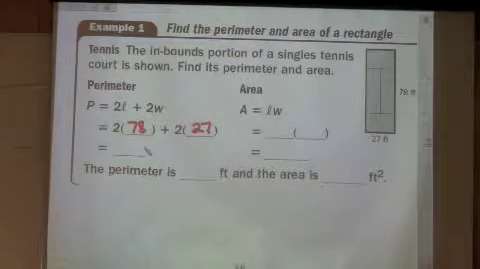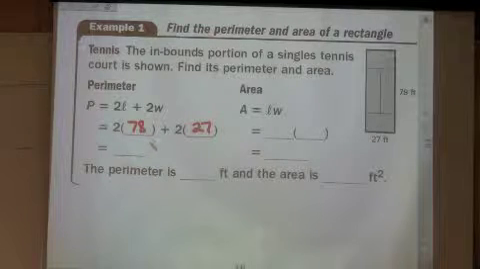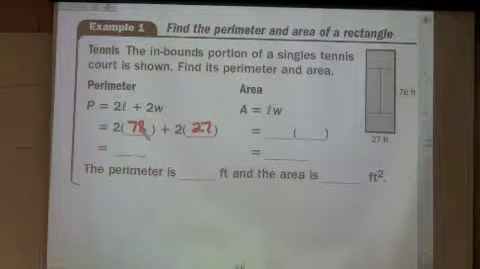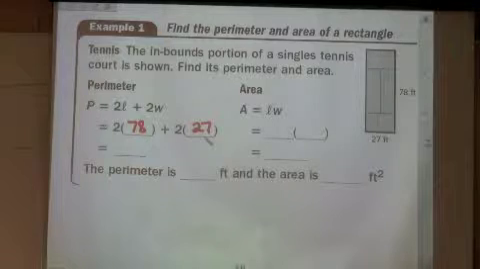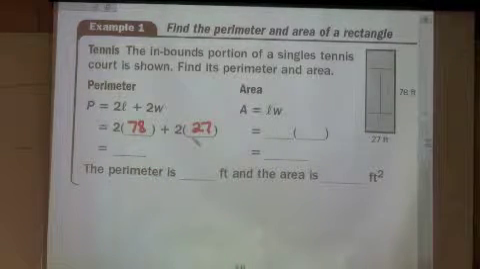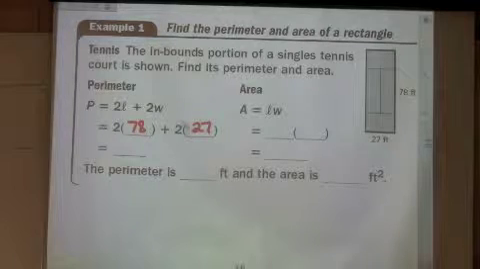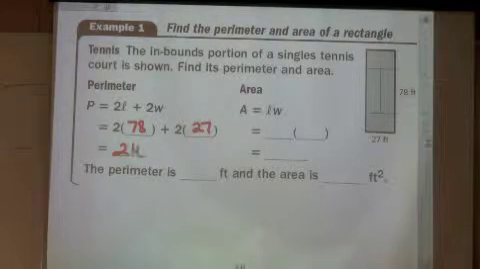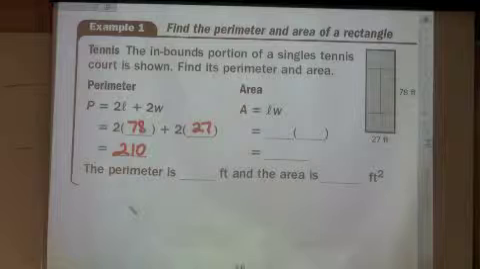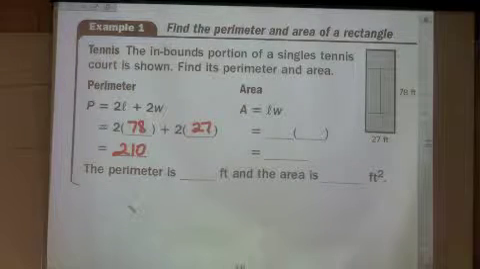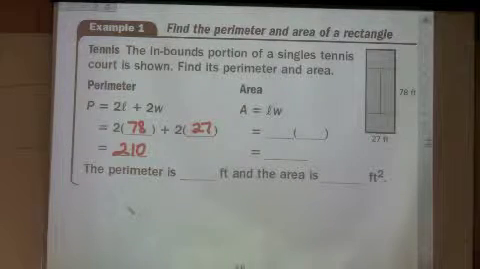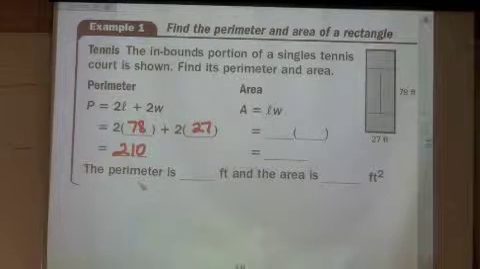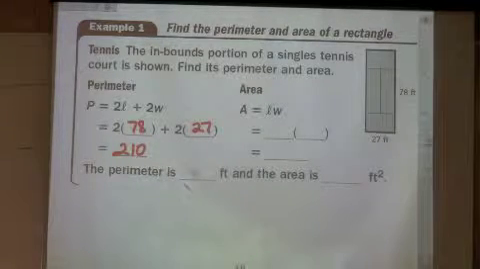Okay, somebody crank it out for me. You better be able to beat me. 210? Is that what it comes out to be? Yes. Am I done? What am I missing? Labels. Labels are extremely important.